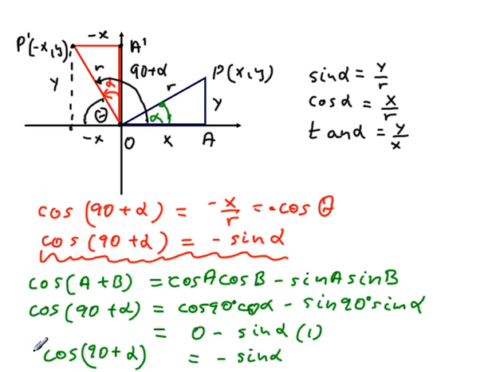So this identity makes sense, if you recall the videos on trig ratios with values greater than 90, cosine in the second quadrant must have a negative value. This is why cosine of 90 plus alpha is equal to negative sine alpha.